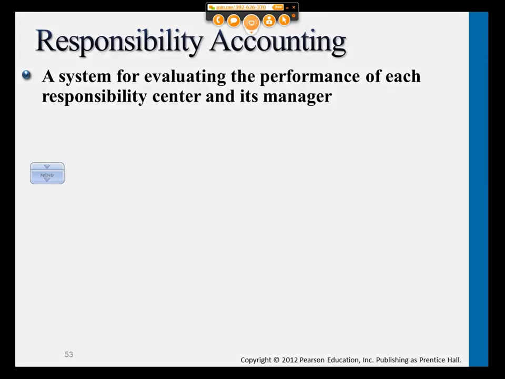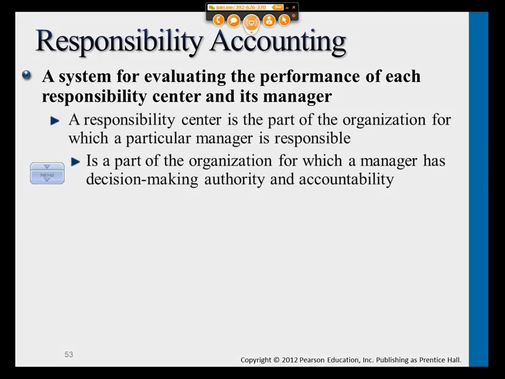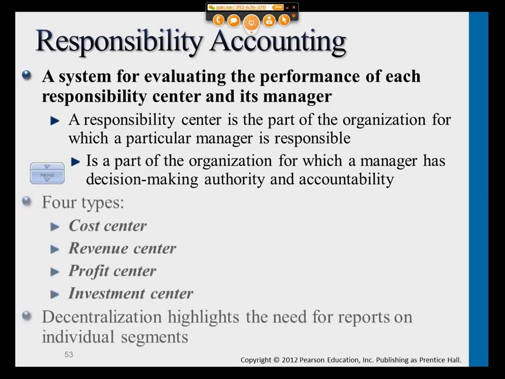So what would be a responsibility center? A responsibility center is a part of your organization where a particular manager is responsible for usually something corresponding to a product or a function within the organization. It's a part of the organization for which the manager has decision-making authority, right? But not just authority, he's also accountable for all the decisions that he's making. And therefore, we have four types of these subtypes of the system: a cost center, revenue center, profit center, and investment center.